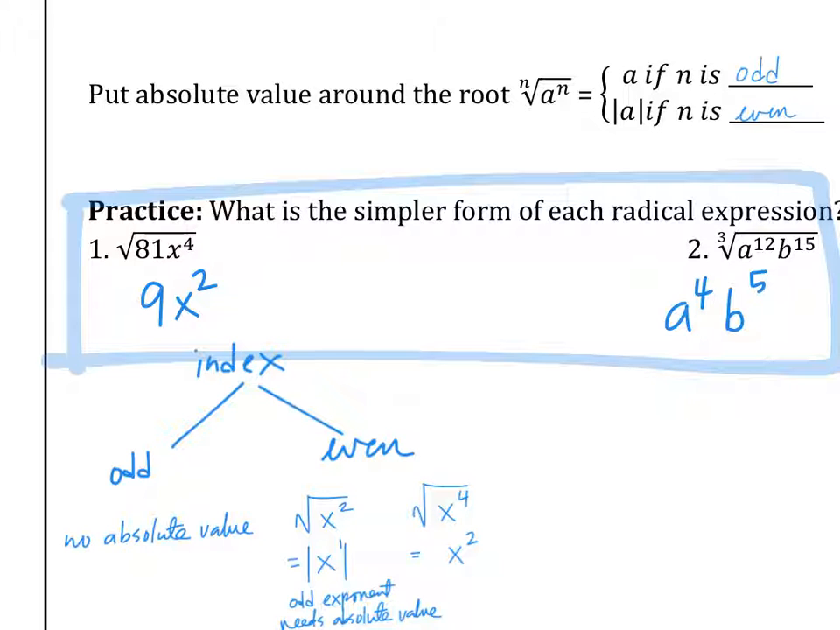How many people think it needs an absolute value? How many people think it does not need an absolute value? Okay, it does not. Why not? The index is odd. It's very tricky. Okay, next.